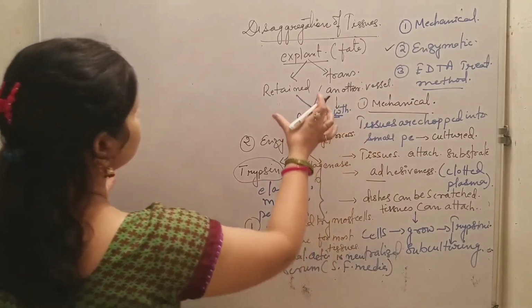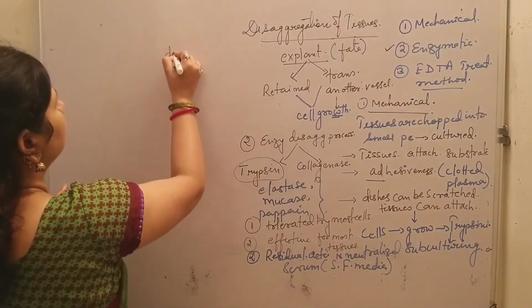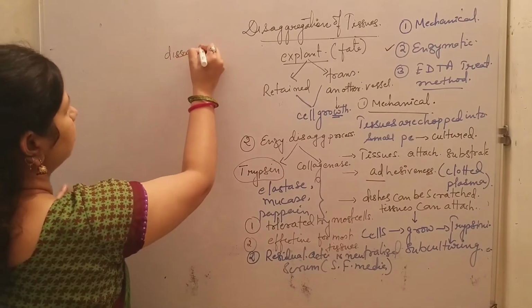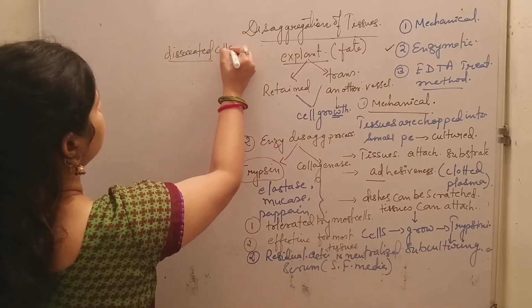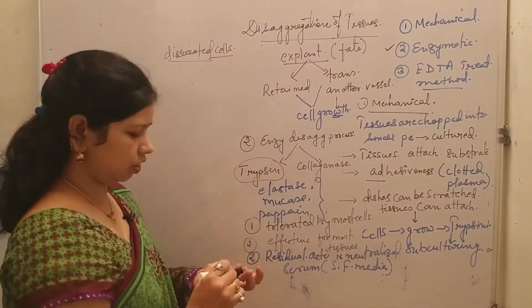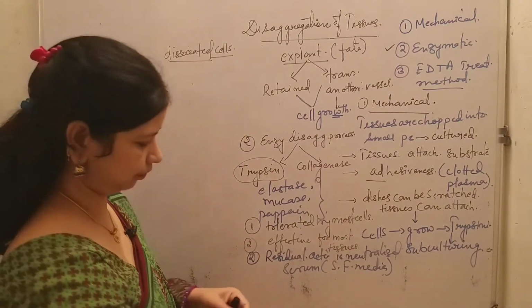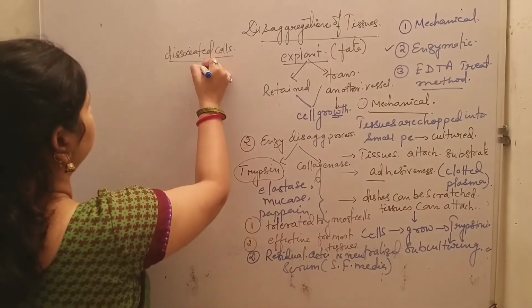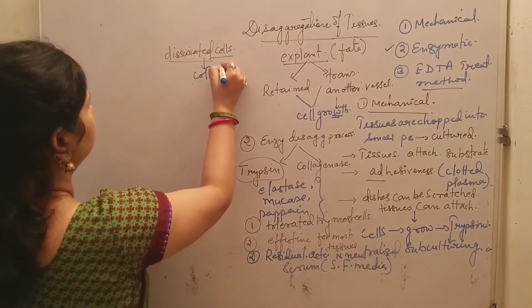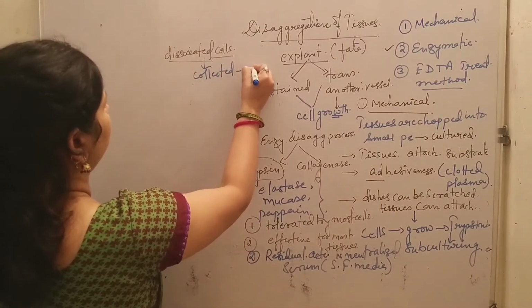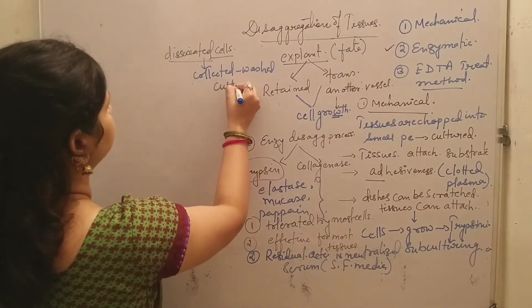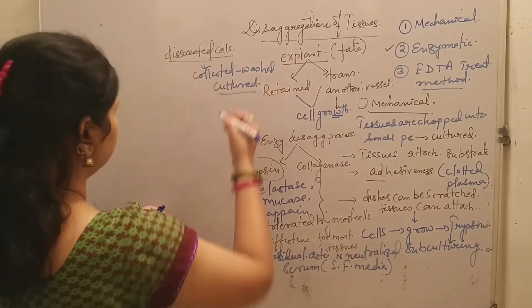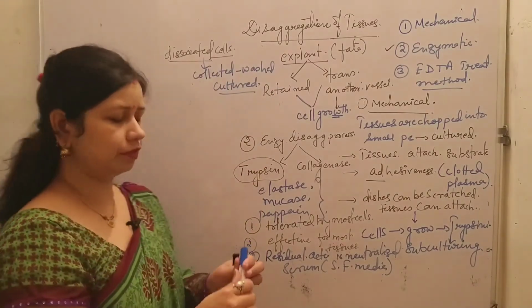Now the cells which have been dissociated are collected, washed and cultured. Now there are some effects of trypsin.